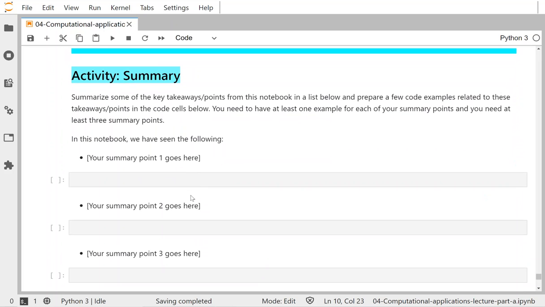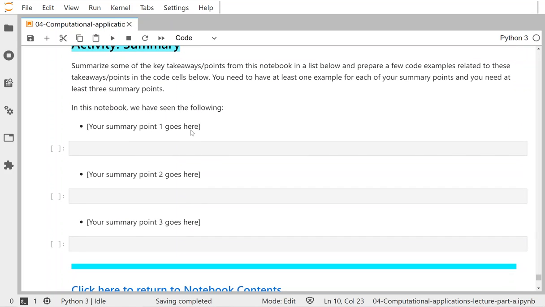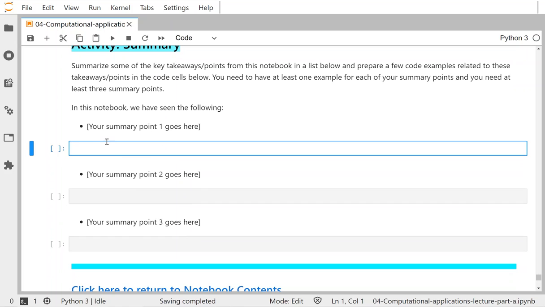And please, again, just the usual reminder, write in complete sentences and try to have well-aligned summary points and code examples. That is it. This was a much shorter recording.